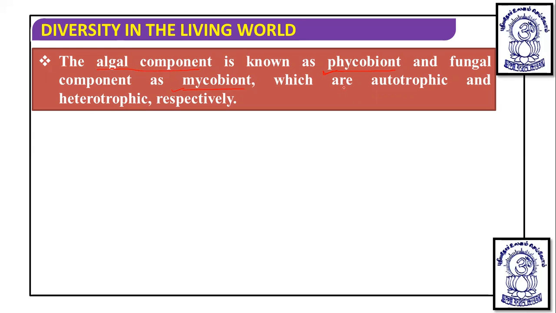Here the phycobiont, or algal component, is autotrophic and the fungal component is heterotrophic. Algae is autotrophic, fungus is heterotrophic. So both have a different mode of nutrition, yet they are surviving together and forming lichen.